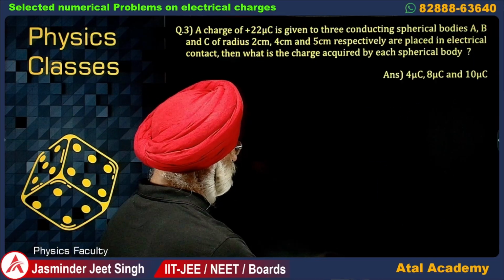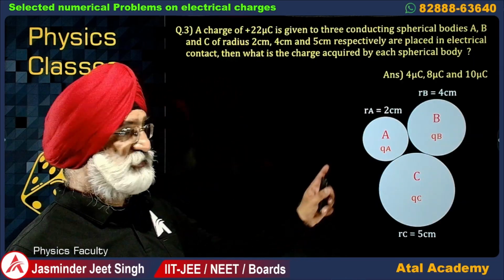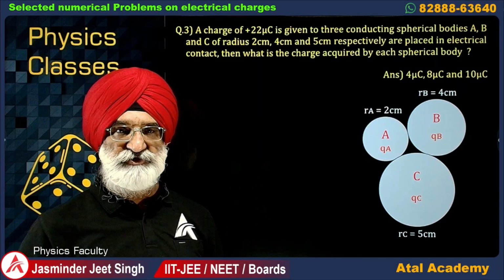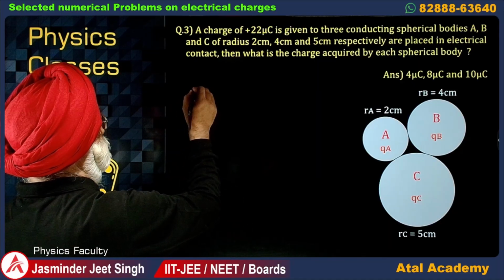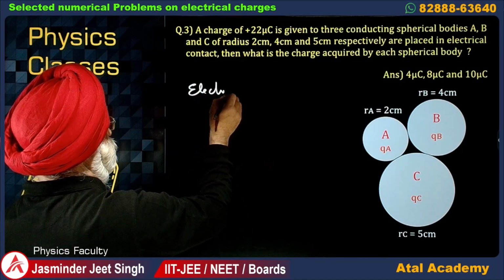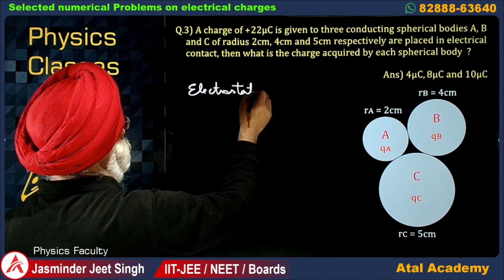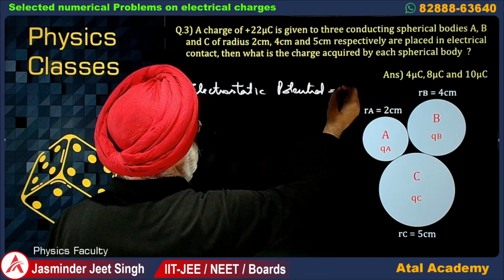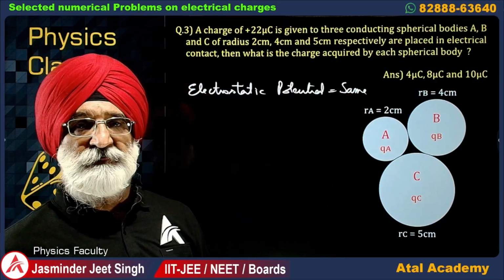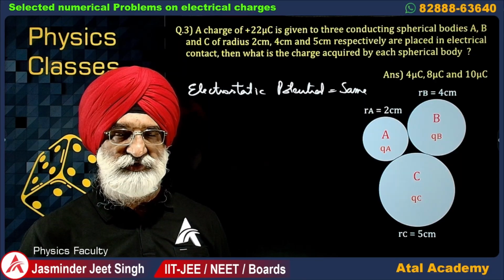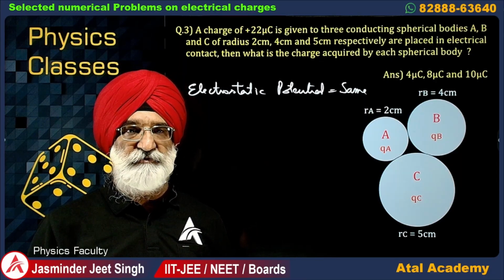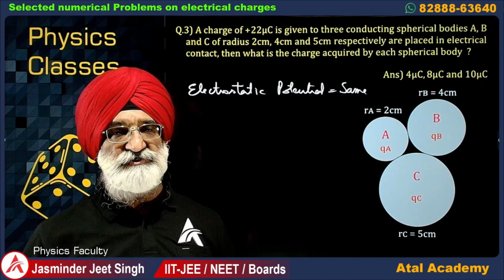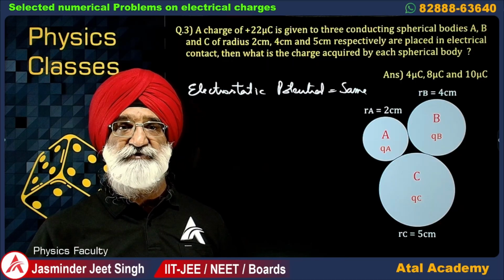When 3 bodies A, B and C are placed in electrical contact, then all the 3 bodies will acquire same potential. That means electrostatic potential is same. The electrostatic potential will remain constant, the same in all the 3 spheres. The sphere which is big in size will acquire more charge and the sphere which is small in size will acquire less charge.